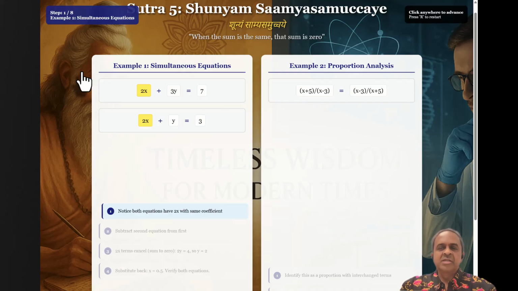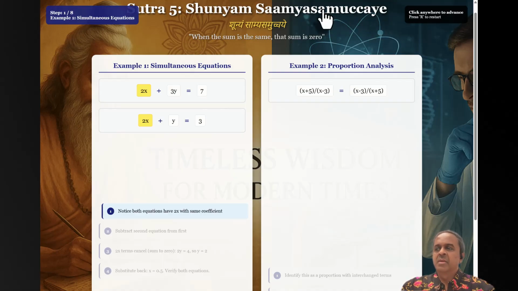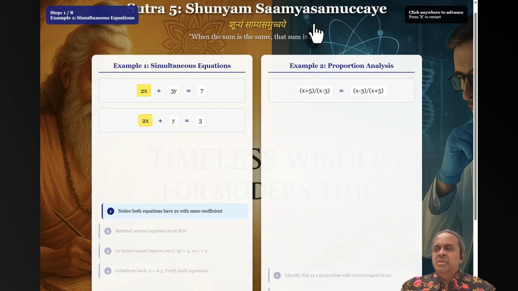All right, let's move on to Sutra 5. Again, a long name, pronounced as Shunyam Saamyasamuccaye. Shunyam, Saamyasamuccaye. So what's the translation of that?